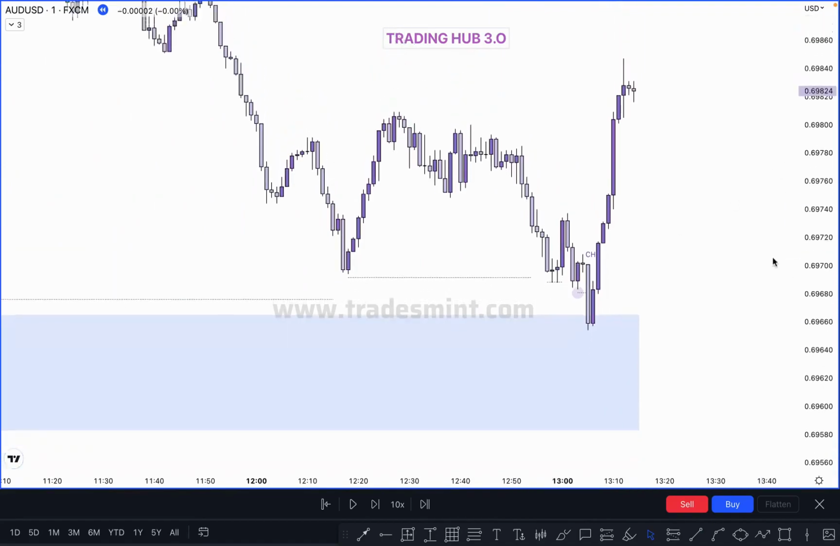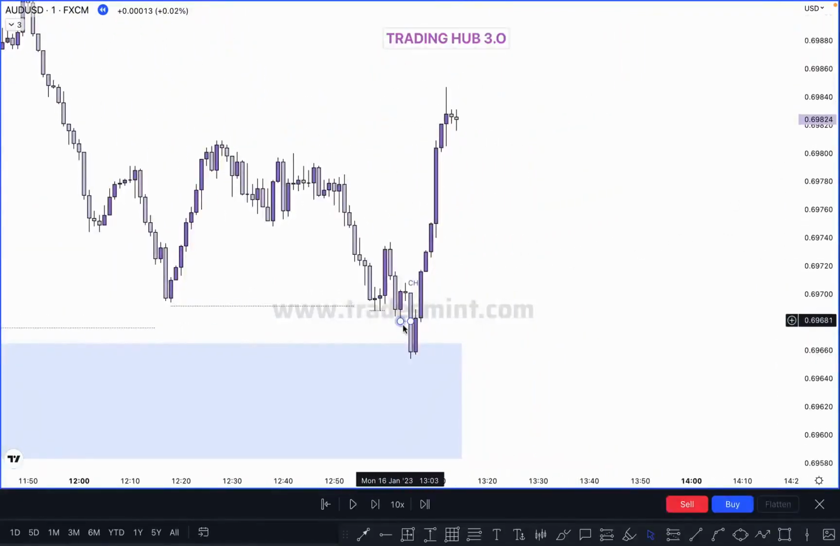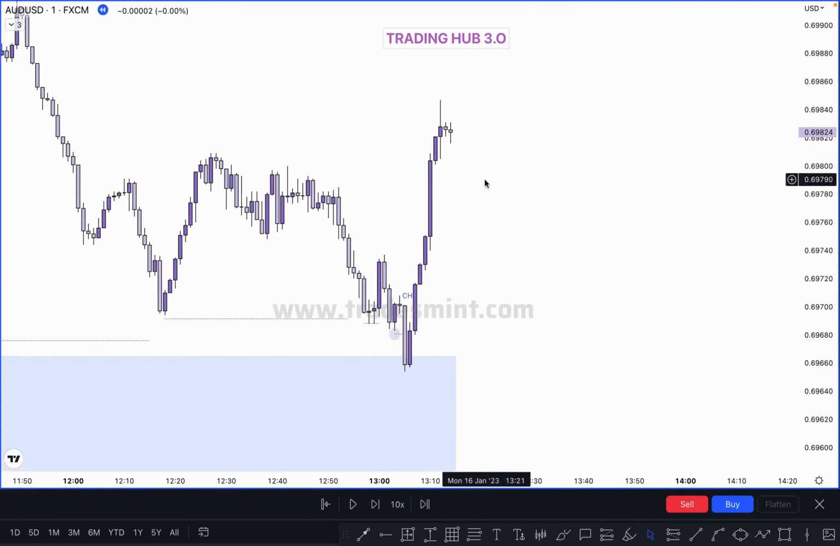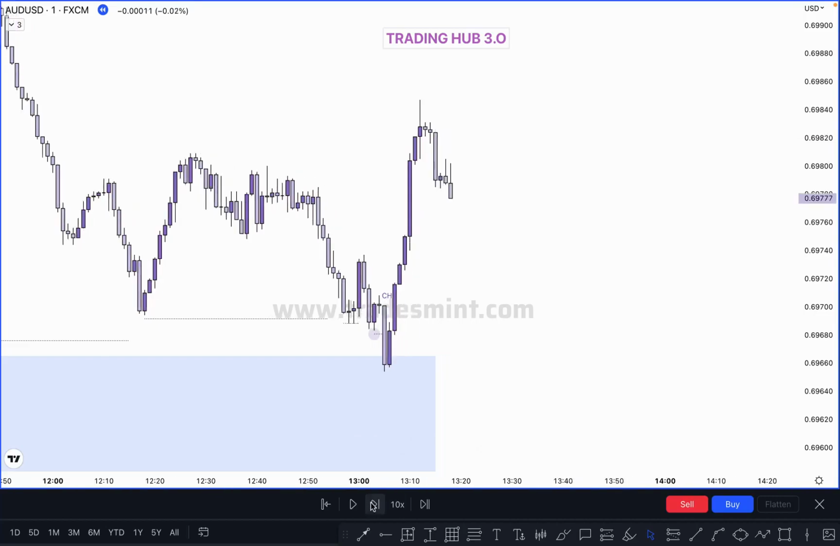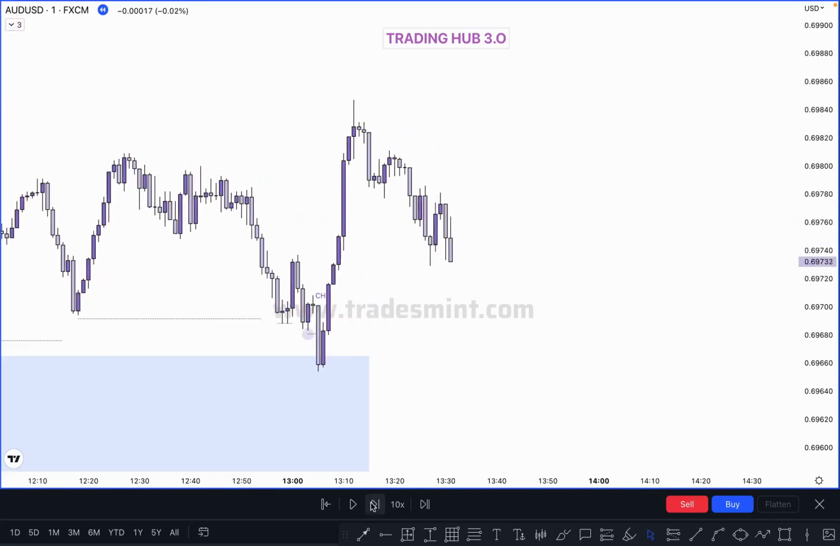You have to wait for the inducement to be taken out. If the same low sweeps this candle and closes above it, you can simply buy here without inducement. Okay, so you have to focus on following the inducement before entering. So let's see what happened next and wait for the inducement to be created. Right now there is no inducement here.